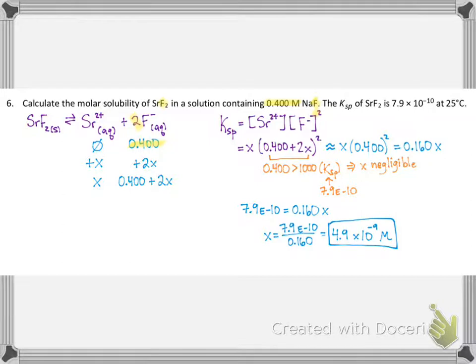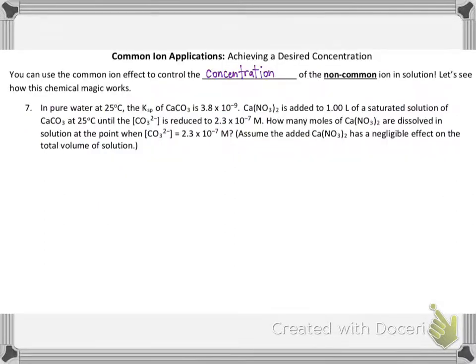Okay, so that's how you would calculate the molar solubility for a compound if you have a common ion already dissolved. There's another way that you can apply the common ion. You can actually use a common ion to achieve a desired concentration of a given ion. So let's see how that works. Basically, the trick is to dissolve enough of a common ion that it limits how much of the compound actually can dissolve.